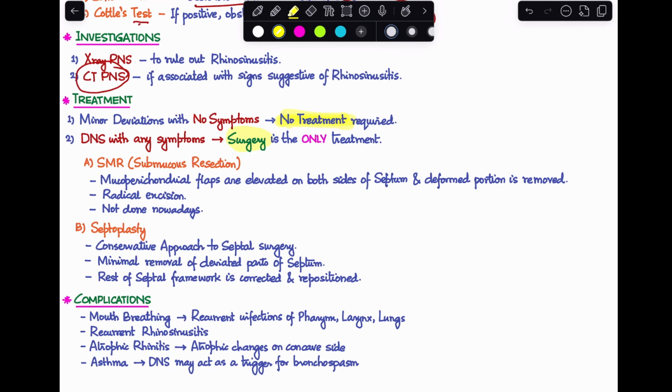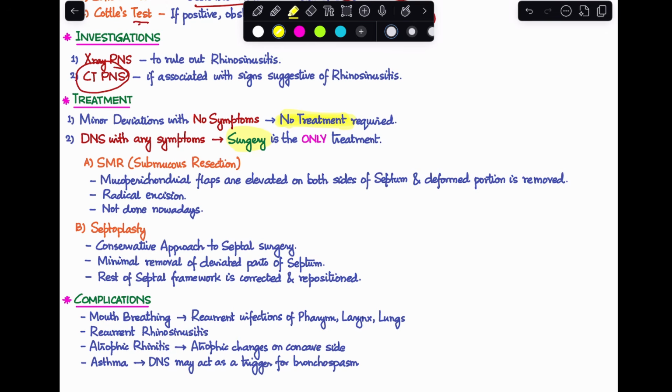We have submucous resection or SMR, and we have septoplasty. Now, SMR was done earlier and it is not done today anymore because it is a more radical excision of the septum, where we elevate the mucoperichondrial flap on both sides of the septum and remove a lot of the cartilage. This is a very radical surgery which is not preferred nowadays. Today, what we do is septoplasty, which is a much more conservative approach to septal surgery, where we remove only the deviated parts of the septum, and we try to correct the rest of the septal deformity and reposition it back. So that's our primary treatment over here.